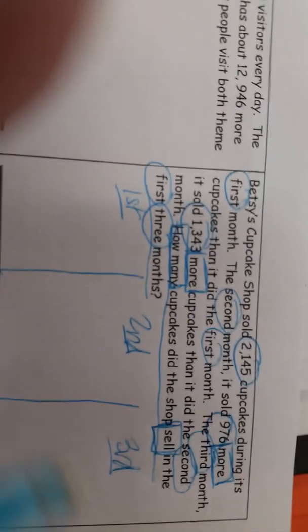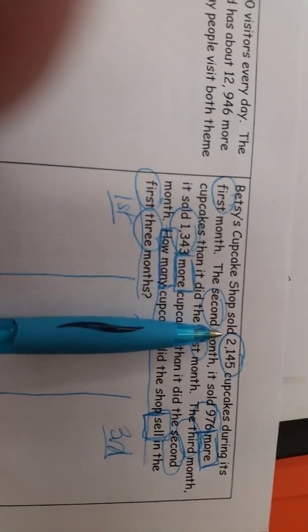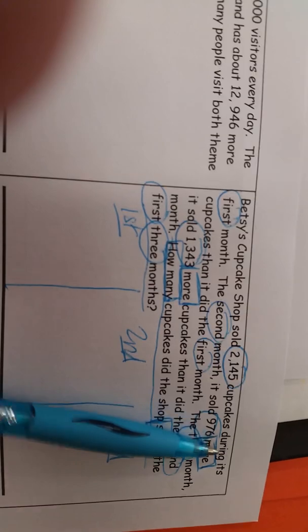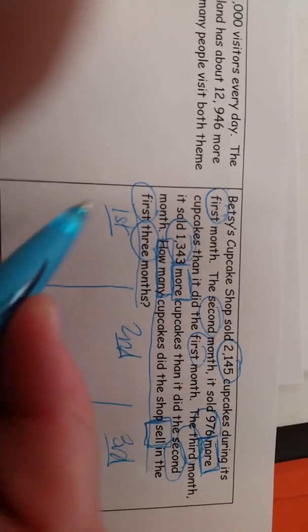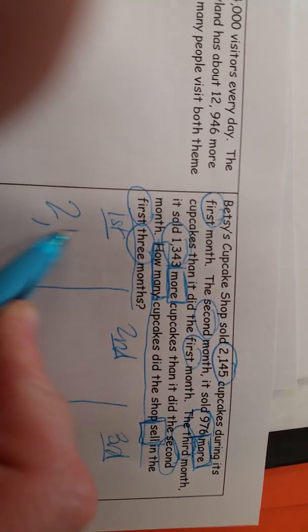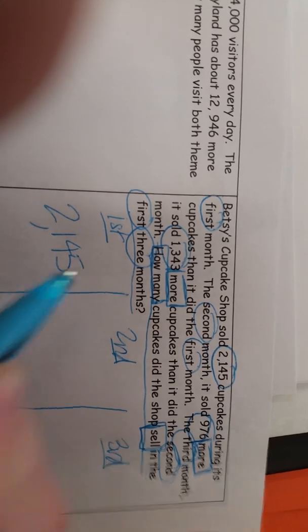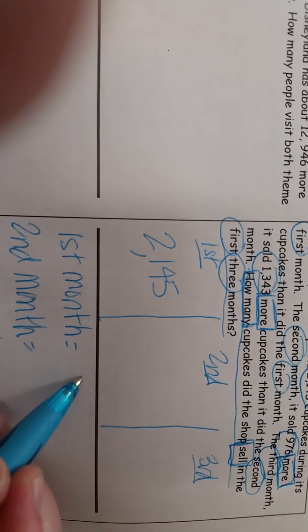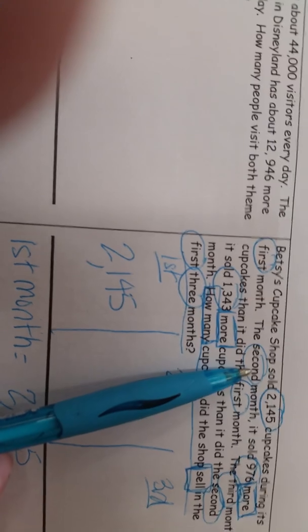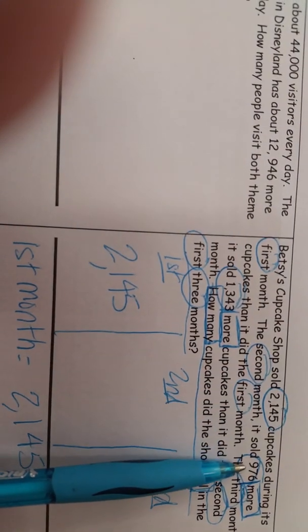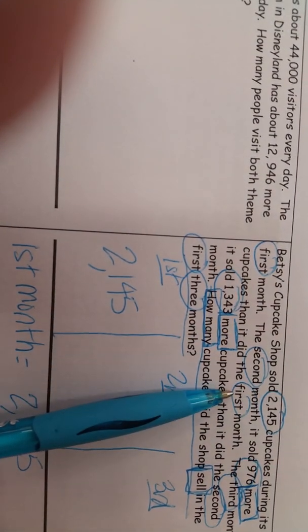All right, so now let's look at our problem, and let's see if we can figure out the first month. Betsy's Cupcake Shop sold 2,145 cupcakes during its first month. Awesome sauce. I'm going to write it here, and then I'm going to write it down here again. So for that first month, I don't need to do any math. Woohoo! I love math with no math. All right, let's find the second month. The second month, it sold 976 more cupcakes than the first month.